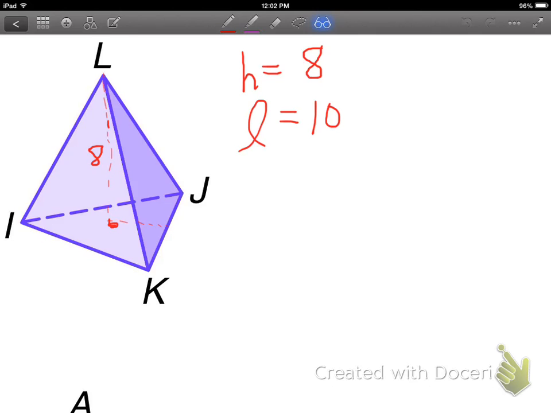Now you also have a slant height. It's the height of a lateral face. It comes right down the middle of a lateral face. That's your 10. Well, this little guy right here is the apothem.